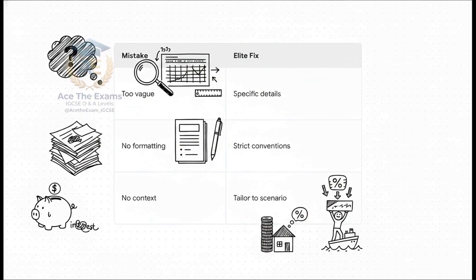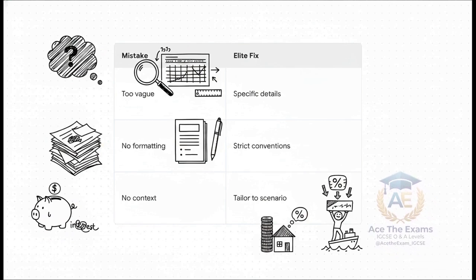Examiners want highly specific details. Saying a loan gives money is incredibly vague. Saying it provides immediate liquidity to fund critical capital expenditure is specific and scorable. Mistake 2, formatting is forgotten. The syllabus rigidly demands proper headings, correct accounting terminology, appropriate formats, and clear annotation. Don't ever write a giant unreadable block of text.